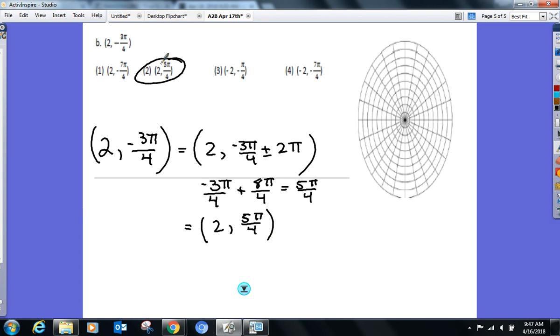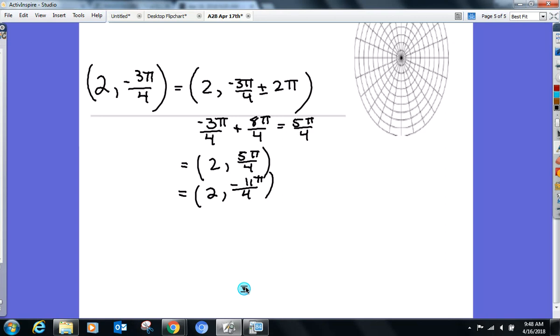Now subtract it. Because you got to add 360 and subtract 360, right? And go ahead, just plug a minus sign in there now instead. That would be what? 2, negative 11 pi over 4. Is that a choice? Okay, so there you go. Not a choice. Are we okay there? All right, now you also know you can go with a negative r value.